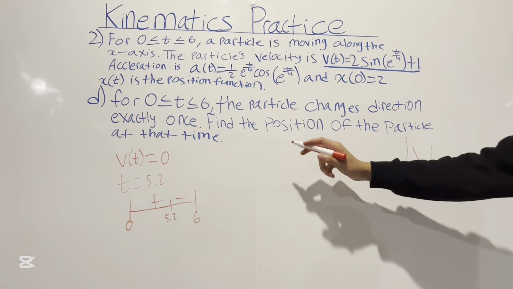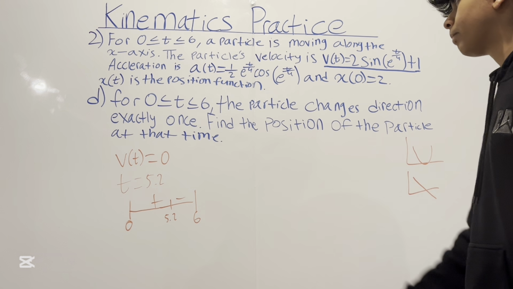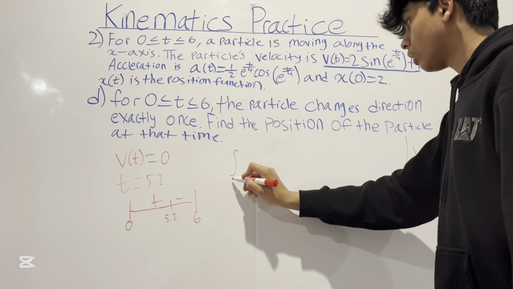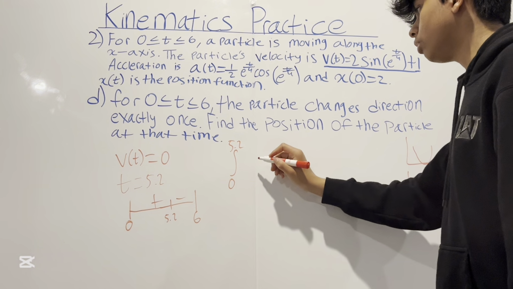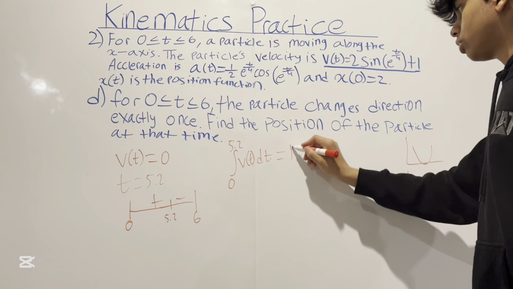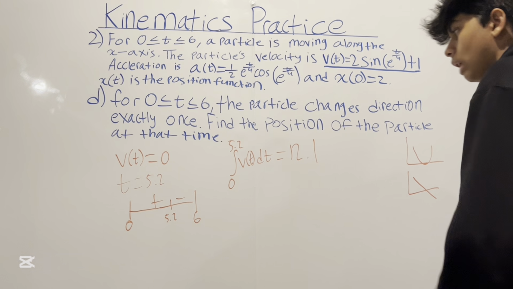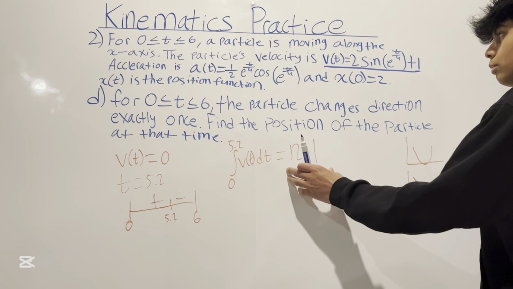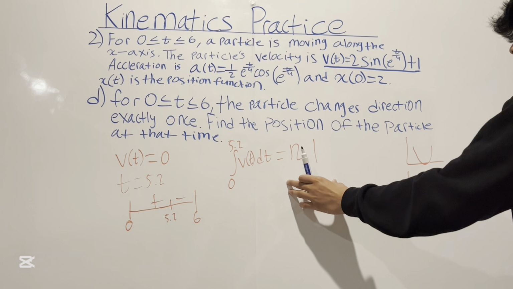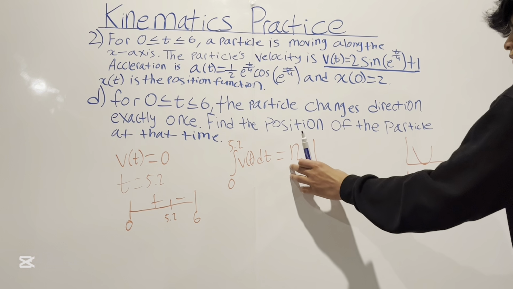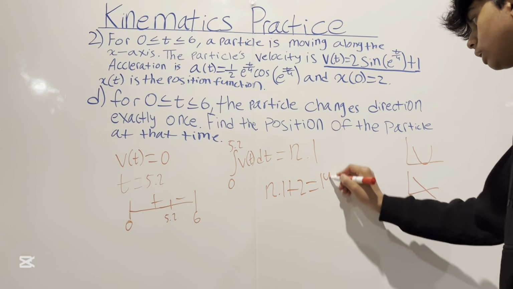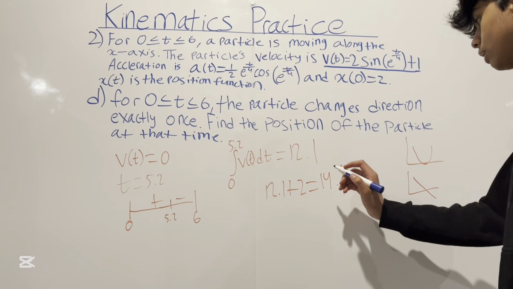But now the question asks, find the position of the particle at that time. So to do that, all we have to do is, once again, integrate the velocity function from 0 through 5.2. So v of t dt is equal to 12.1. And this is not our final answer, because if you remember in the question, they gave that x of 0 is equal to 2, which means that the particle already started at 2. So we have to add 2 to this. So 12.1 plus 2 is equal to 14.1. And this is our final answer.